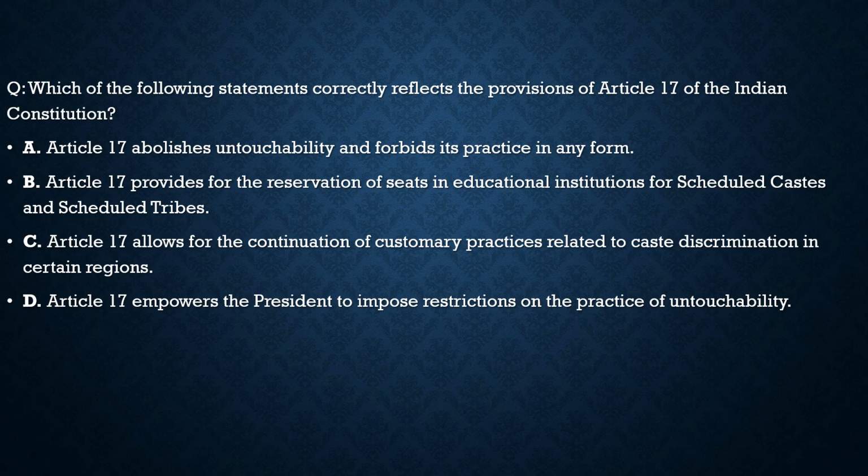Coming to statement 2, Article 17 provides for the reservation of seats, totally incorrect, and no need to read the full statement. Statement 3, Article 17 allows for the continuation of customary practices related to caste discrimination in certain regions. It is totally the opposite, so statement 3 is also incorrect. Coming to statement 4, Article 17 empowers the president to impose restrictions on the practice of untouchability. No, there is no such provision in it, so statement D is also incorrect. With respect to this question, the correct statement is statement 1 only. I hope you had understood the article itself and got the context behind it also. Now let's move to another question.